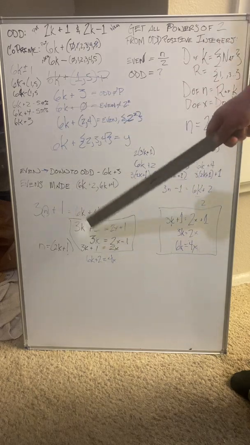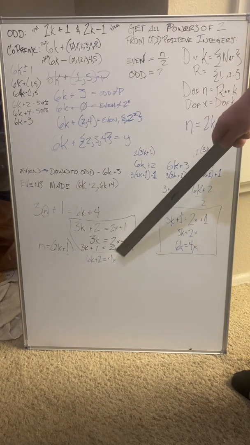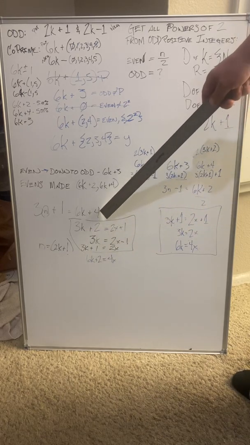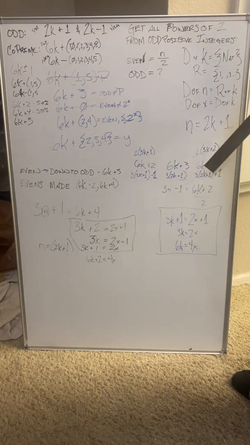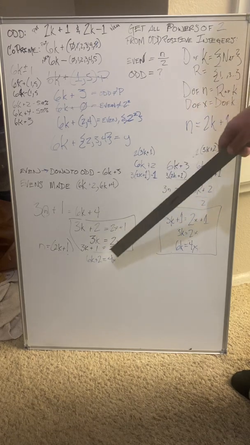So whenever k is odd, this applies. And you'll switch from 4 to 2. You'll switch from this one to this one, right? Which is exactly what you want to do.